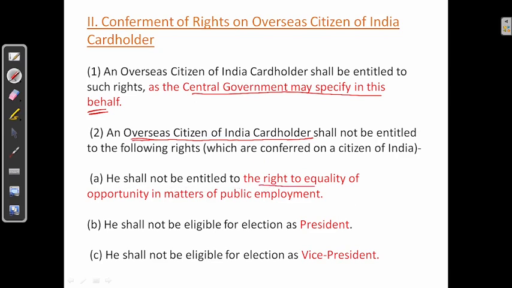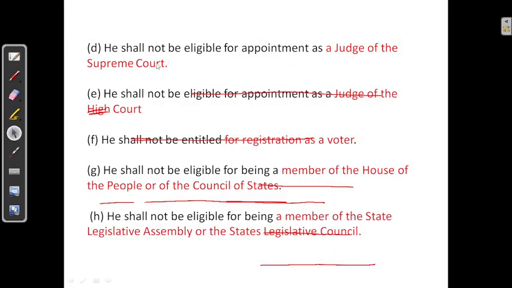He shall not be entitled to the right to equality of opportunity in public employment. Next, he shall not be eligible for the election of President. He shall not be eligible for the election of Vice President. He shall not be eligible for appointment as a judge of the Supreme Court or a judge of a High Court. He shall not be entitled to registration as a voter. He shall not be eligible for being a member of the House of the People or the Council of States. He shall not be eligible for being a member of a State Legislative Assembly or a State Legislative Council.